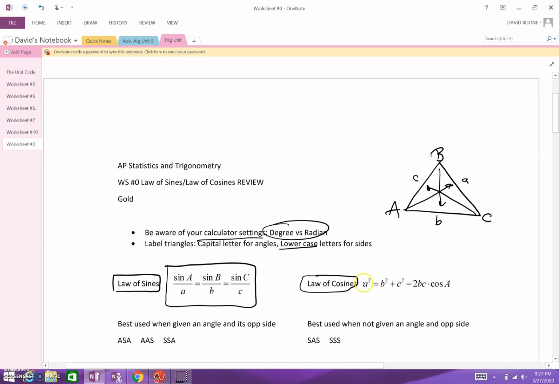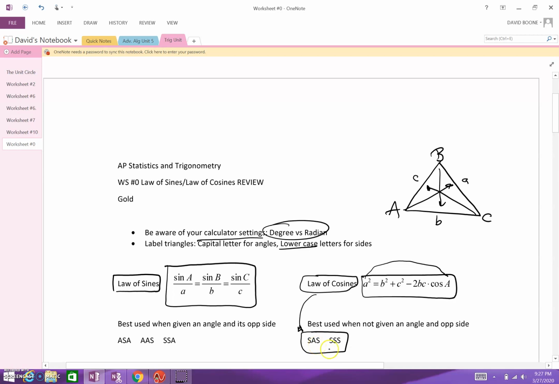The law of cosines is the following. You take the side you may be trying to find, squared, equal to the other two sides squared, the sum of those two, minus 2 times these two sides times the cosine of this angle. So you notice that side and the angle are always matched up. The way I like to remember this is the law of cosines is best used if you're given this type of a triangle, or you're given an SAS triangle.